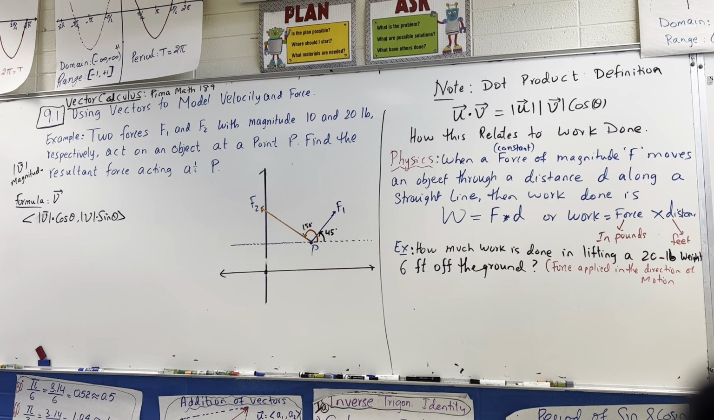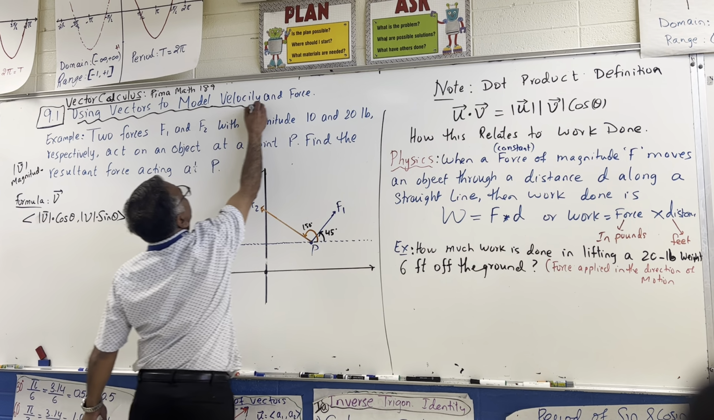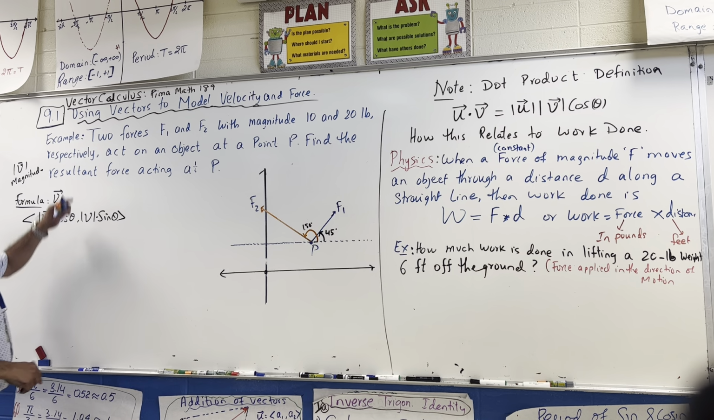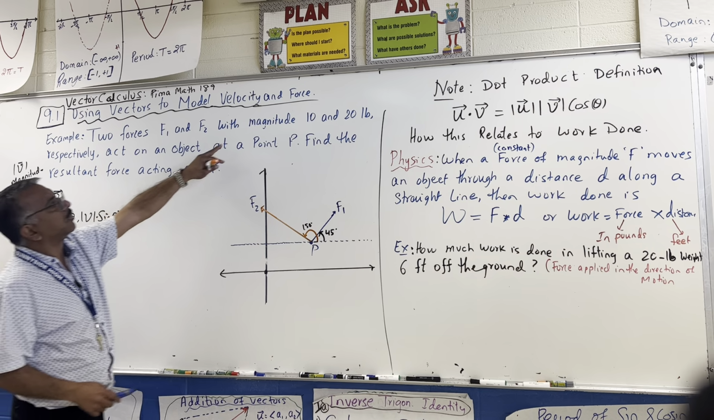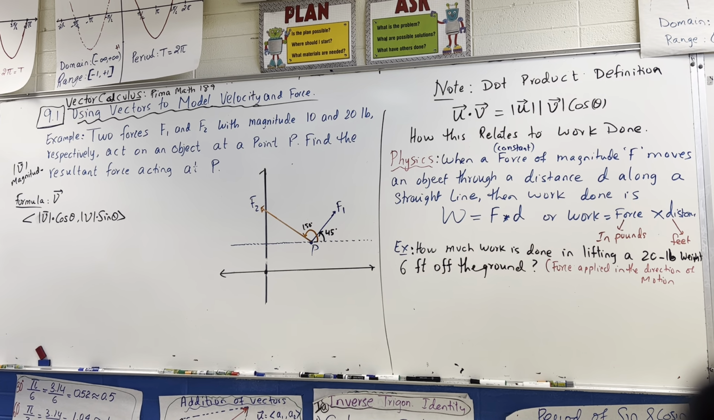Here is the lesson on figuring out why we have to apply vectors, what is the application of vectors in modeling. This is parsing, model, velocity and force. In this case, you can see at one point, Valerie, can you read this quickly? It says two forces F1 and F2 with magnitude 10 and 20 pounds, respectively, act on an object at point P. Find the resultant force acting at P.